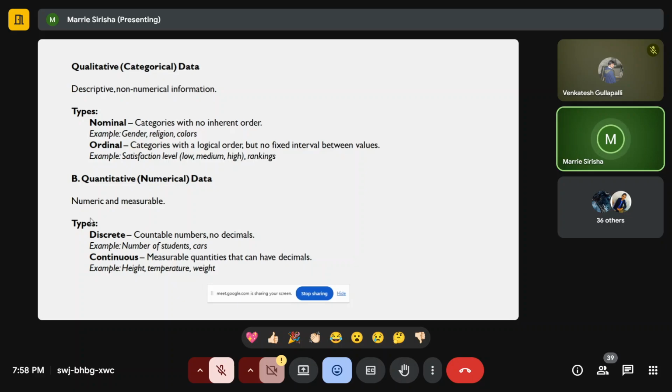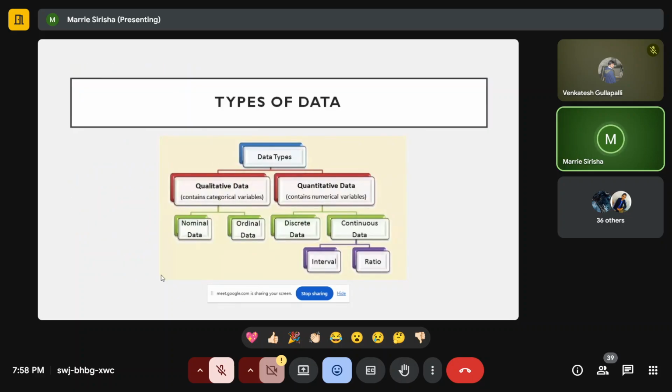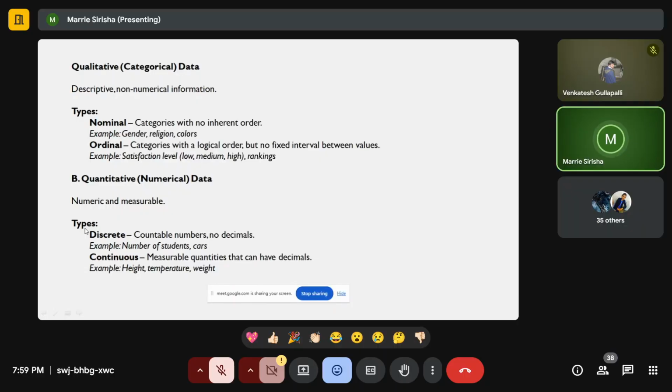In that also, as I said in this flow chart, it has two types: discrete data and continuous data. So this is what we are discussing here. First one is discrete and the second one is continuous. In discrete data you have countable numbers, no decimals. Discrete means it can be counted, with no decimals. Whereas continuous data is measurable quantities that have decimals, like height, weight, temperature, etc., right?